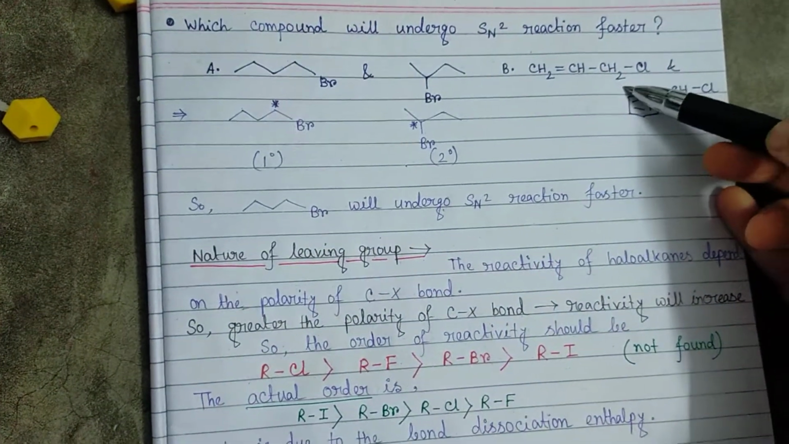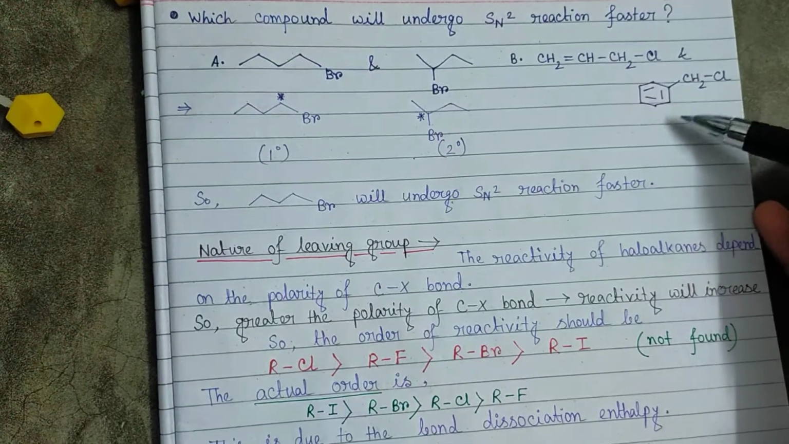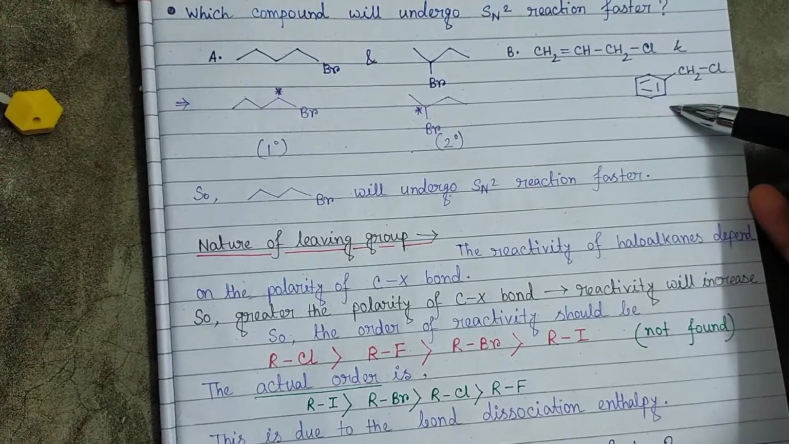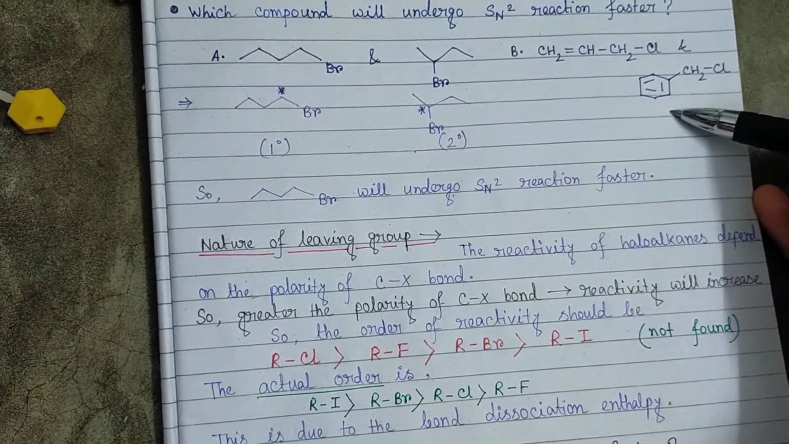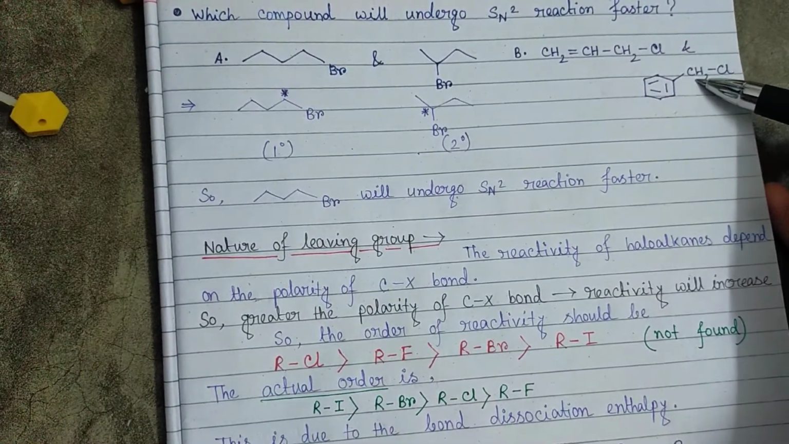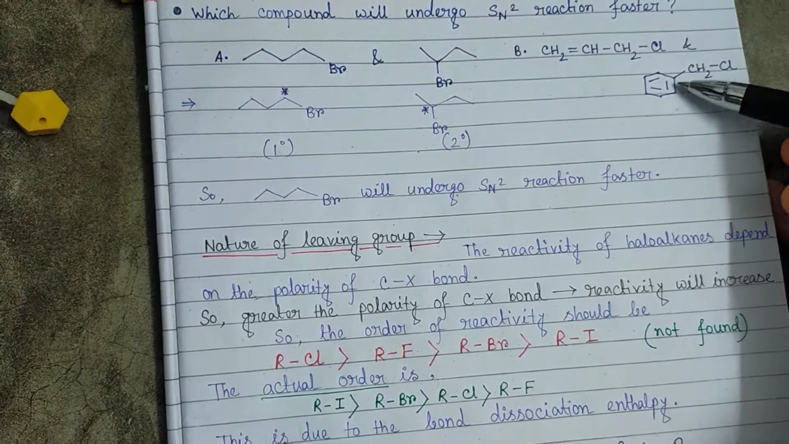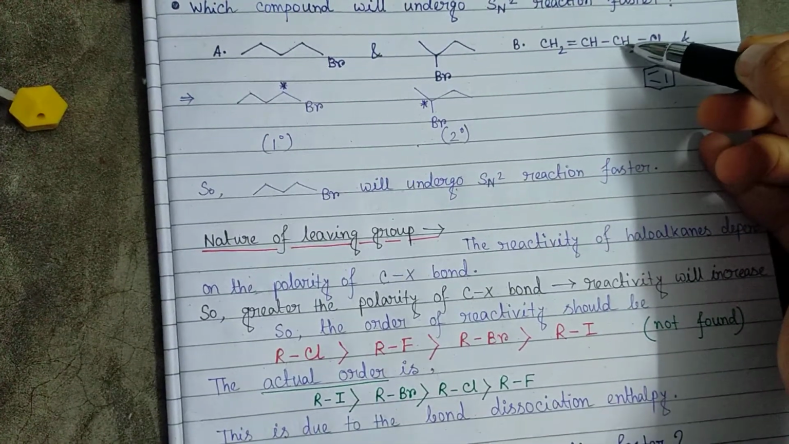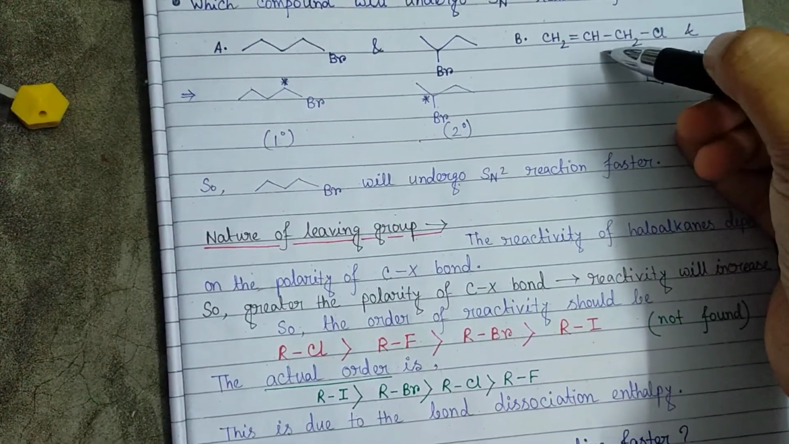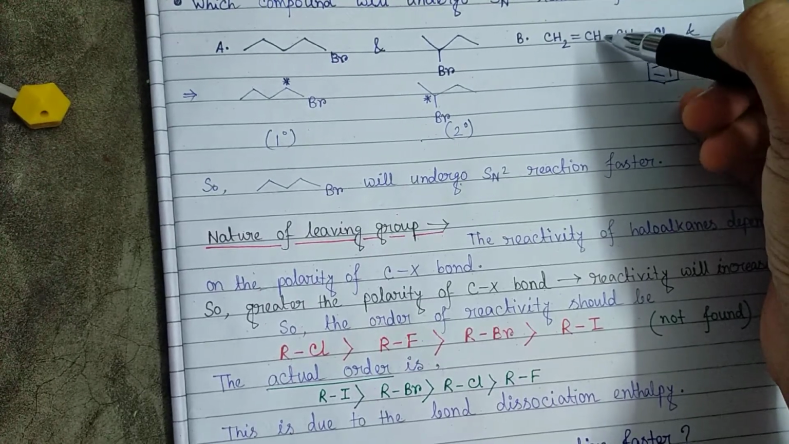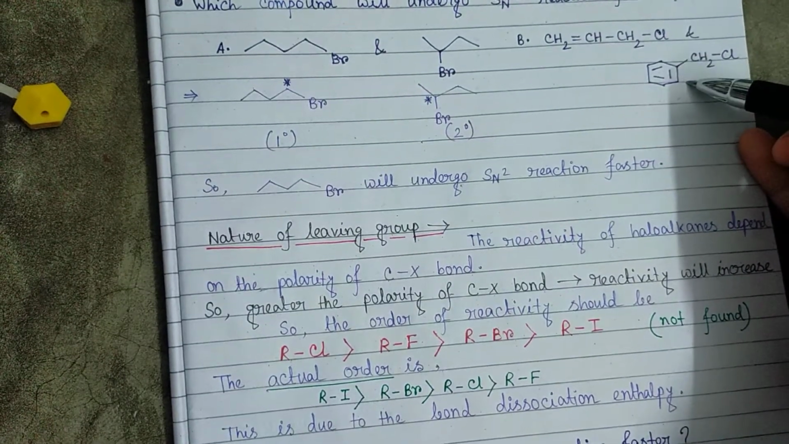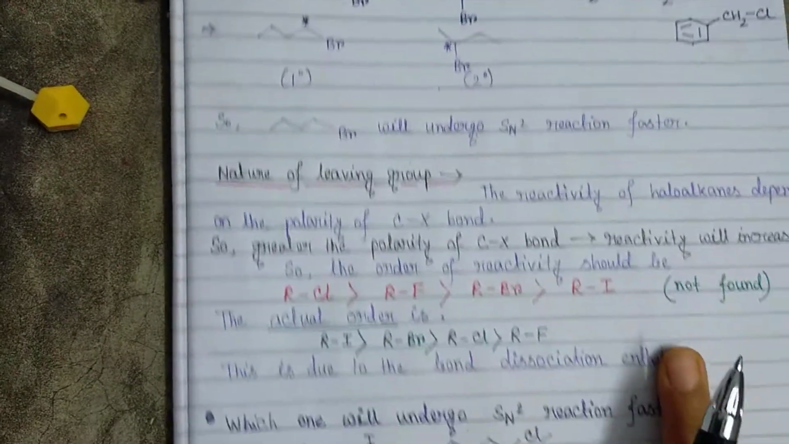Next example is this one where it is allyl chloride and this is benzyl chloride. So between these two compounds, benzyl chloride will undergo SN2 reaction faster, as in case of this one, carbon is attached to this carbon which is attached to some planar benzene ring, and here the carbon atom is attached with this CH2 double bond CH part. So the steric hindrance in case of allylic chloride will be more than benzylic. So benzylic chloride will undergo the SN2 reaction faster.